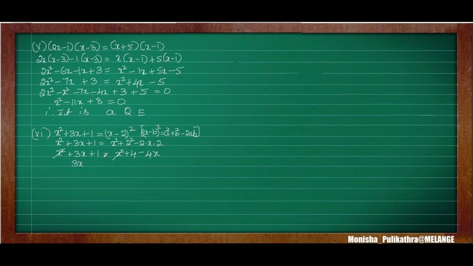I will be shifting everything to the left hand side, so it will become plus 4x plus 1 and minus 4 is equal to 0. So 3x plus 4x is 7x, plus into minus minus, 4 minus 1 is 3, larger number sign is minus here. So it is 7x minus 3, which is not in the form of a quadratic equation, because in a quadratic equation the highest degree should be 2. Therefore it is not a QE. So next, moving on to the seventh problem.